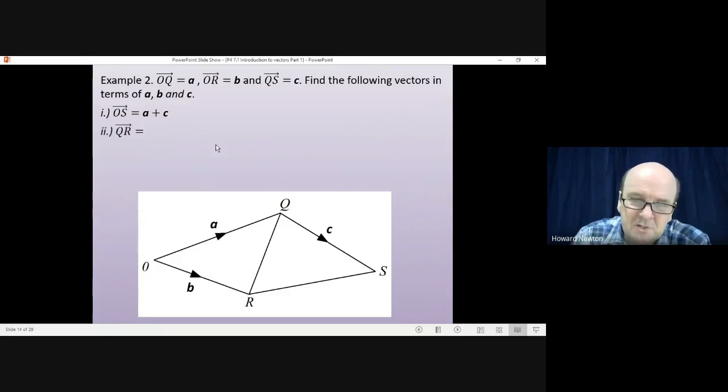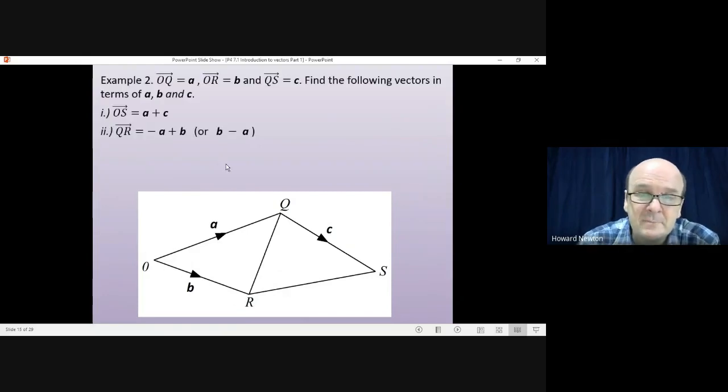And then the second question, the vector from Q to R. We can't go from Q to S and then S to R because we don't know that vector between S and R, but we can go from Q to O and then from O to R. And that'll be minus A for the first part and then plus B for the second part. So minus A plus B, or you can write it the other way around. If you want to write it as B minus A, that is fine. You don't have to be strict with saying which vector did I do first, which did I do second.